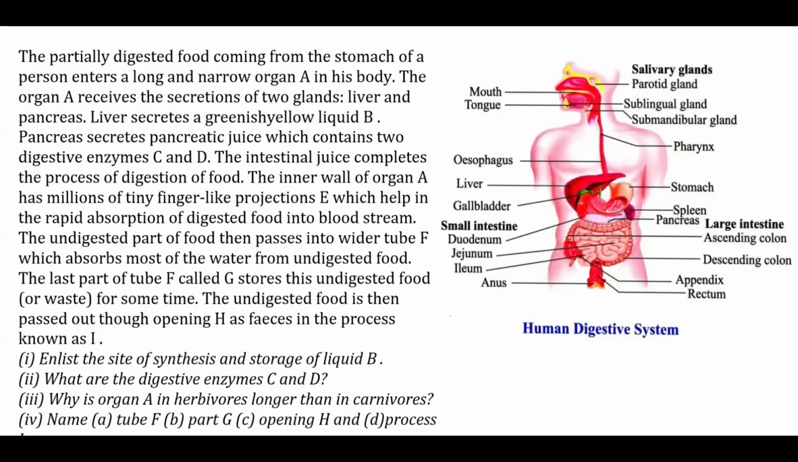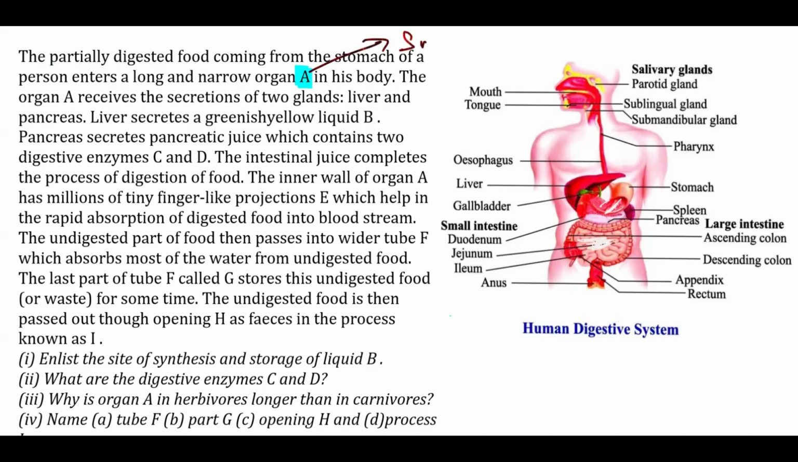I've taken one case study question from the topic called human digestive system. If I read this question, it says that the partially digested food coming from the stomach of a person enters a long narrow organ A. And what is A here? A clearly is the small intestine, as you must know that the food coming from the stomach enters into the small intestine, not the large intestine. So once again, A here has to be the small intestine.